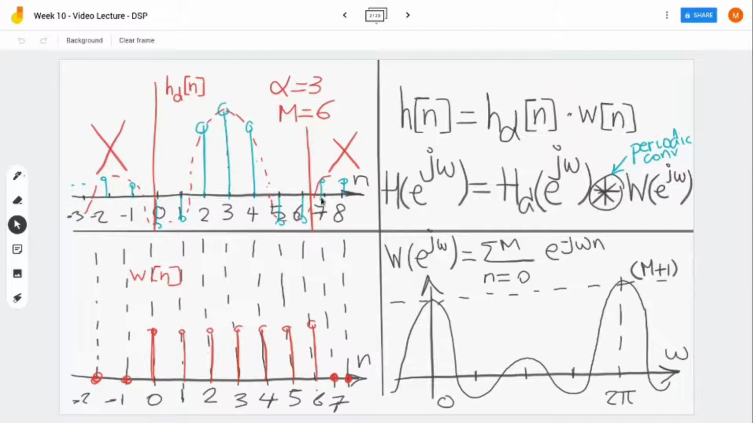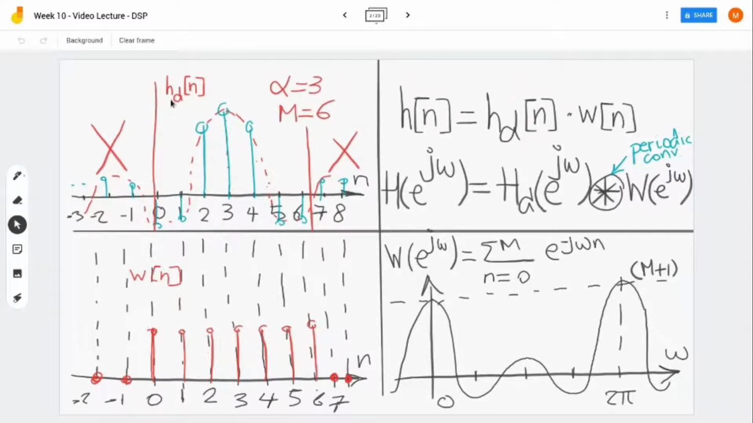So basically, because the sample at 7 was symmetric with the sample at minus 1, and the sample at 8 was symmetric with the sample at minus 2. So if we are going to ignore these samples at minus 1 and minus 2 and minus 3 in order to keep this filter causal, we need to ignore the samples starting from 7, 8, 9 and so on in order to keep the symmetry in the impulse response.